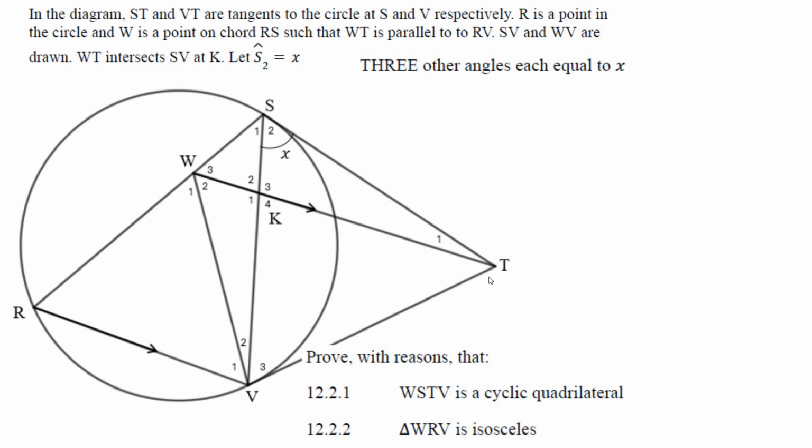Okay, let's try this question here where they tell us that ST and VT are tangents to this circle with R, S, and V on the outside of the circle, and WT and RV being parallel lines. And they tell us that S2 is X. They want to find three other angles equal to X.